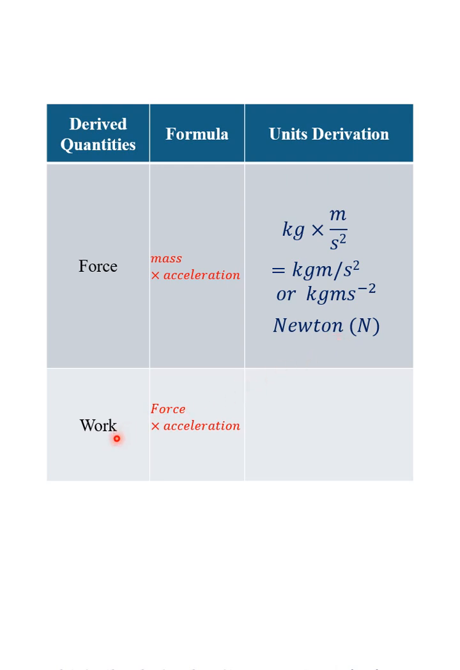Now, try this. Work is the quantity. The formula is force times acceleration. What will be the unit of work in meters, kilogram, and seconds form? Note that the single unit of work is the joule, represented as capital letter J. But try this, derive the unit of work in meters, kilogram, and seconds form.